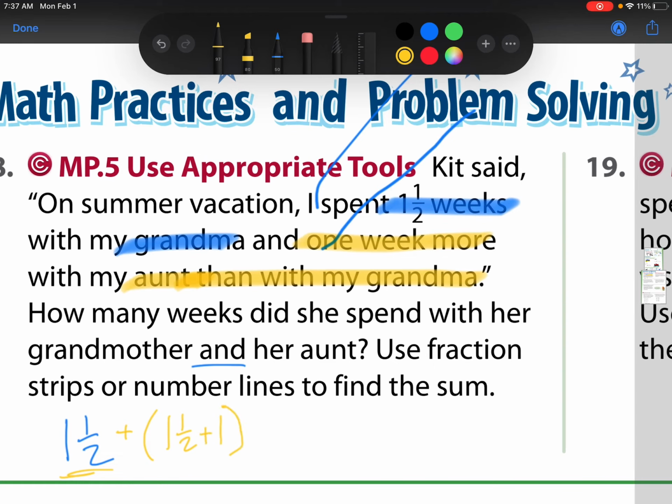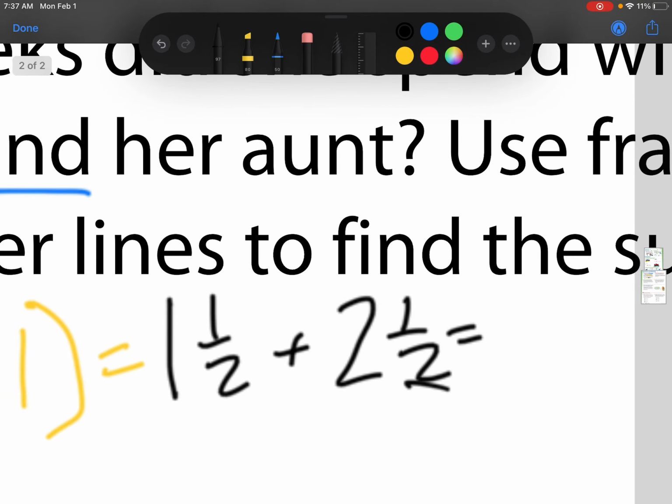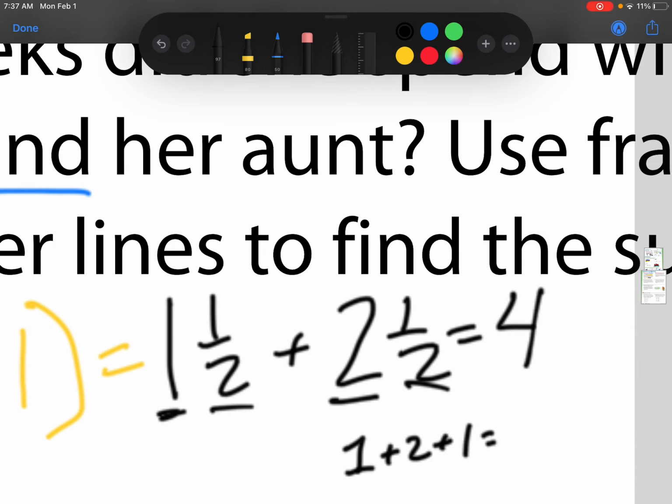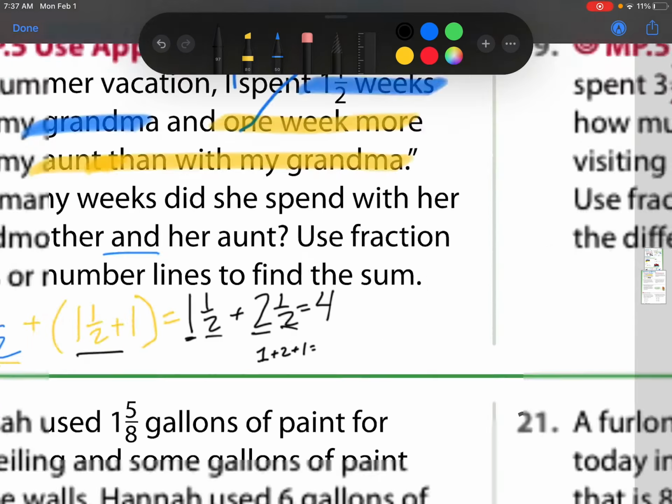So what do we have? Well, we have 1.5 plus the time she spent with her aunt is 2.5. So now what do we have here? Well, we have 1/2 plus 1/2 is 1 hole. Then we have 2 holes here, so that would be 3 holes, plus another 1 hole here. So how many weeks did she spend total? She spent 4 weeks total.